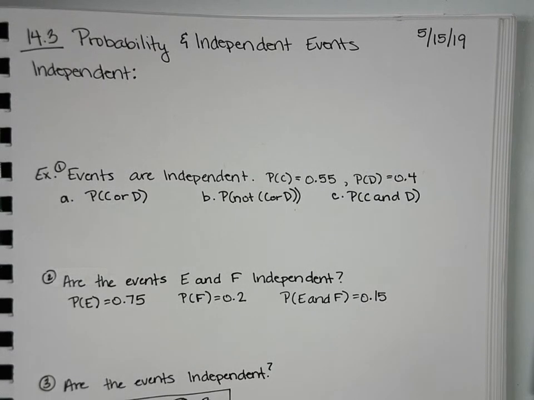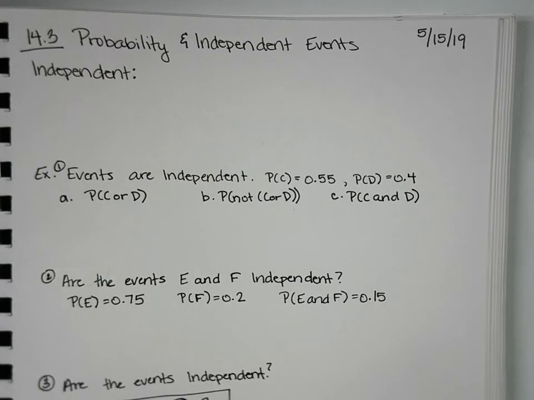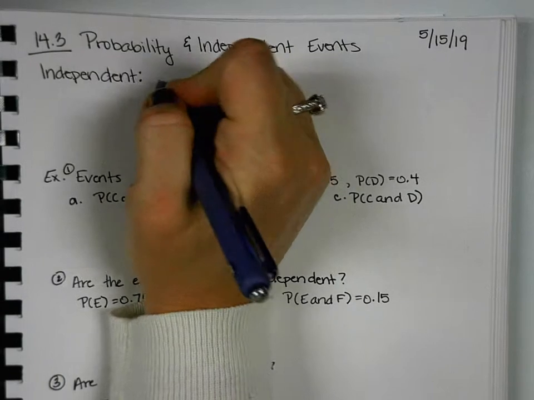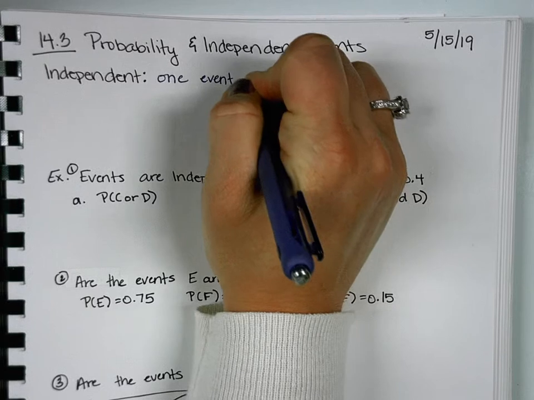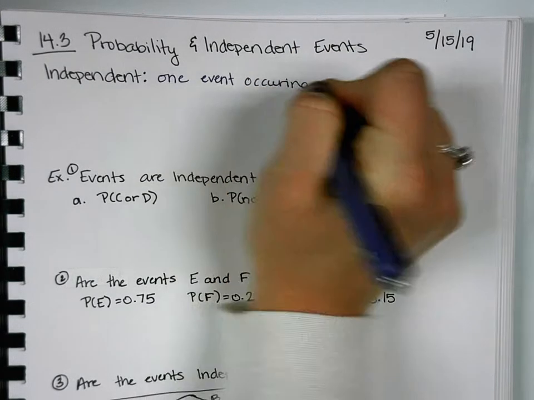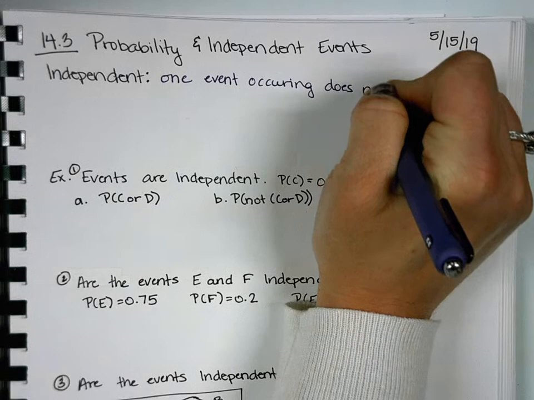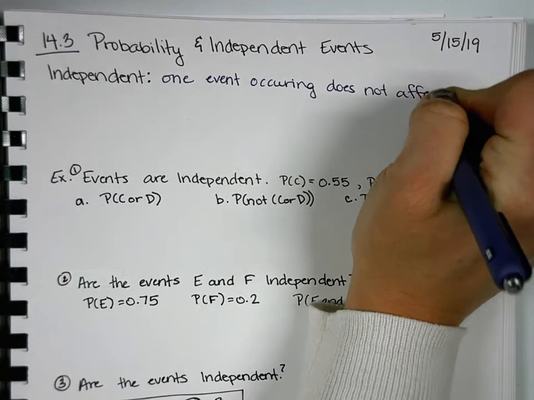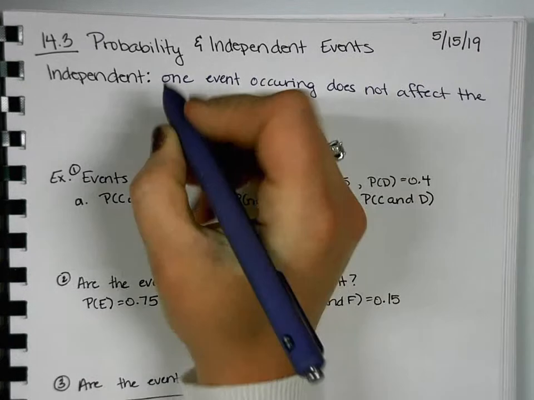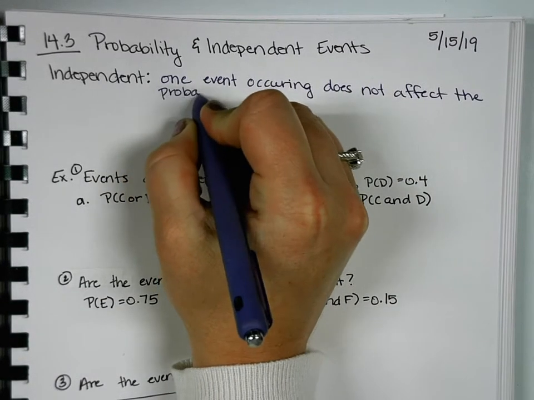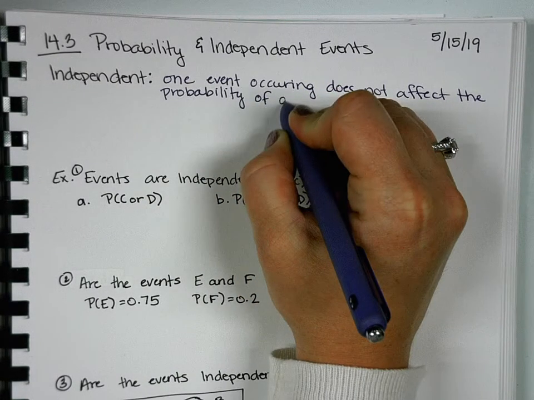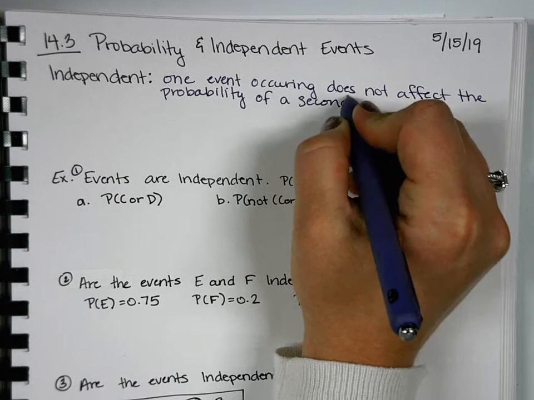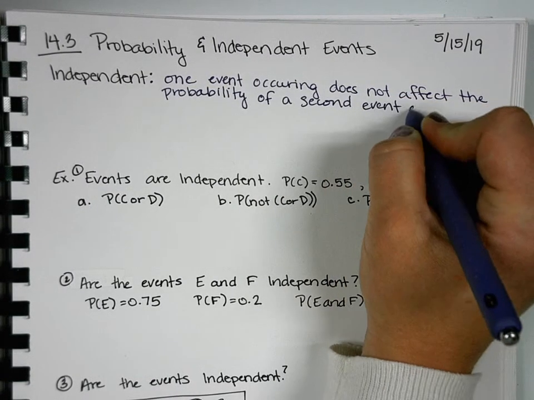Independent events are when you have two events where one does not in any way affect the other. Okay, so it's defined as one event occurring does not affect the probability of a second event occurring.